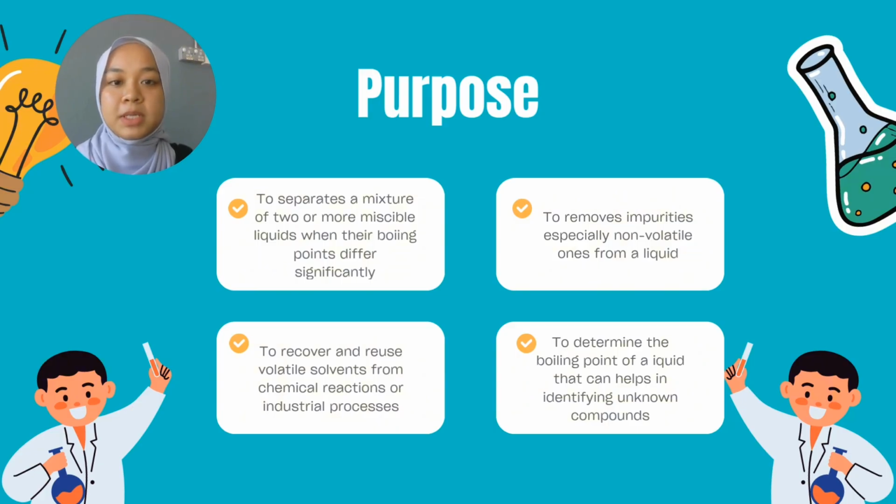Next, let us move to the purpose of simple distillation. So firstly, it is to separate a mixture of two or more miscible liquids when their boiling points differ significantly. Secondly, it is to remove impurities, especially non-volatile ones, from a liquid. And thirdly, it is to recover and reuse volatile solvents from chemical reactions or industrial processes. And lastly, simple distillation is used to determine the boiling point of a liquid that can help in identifying unknown compounds.